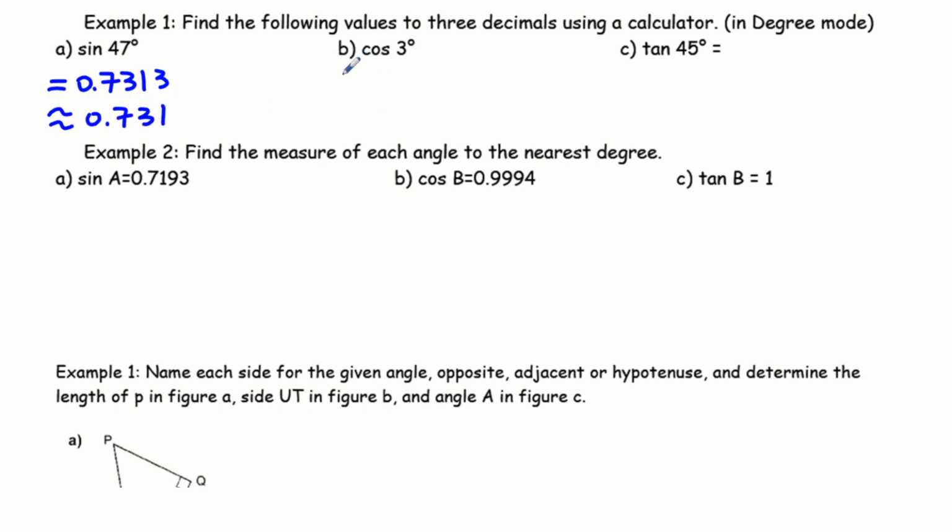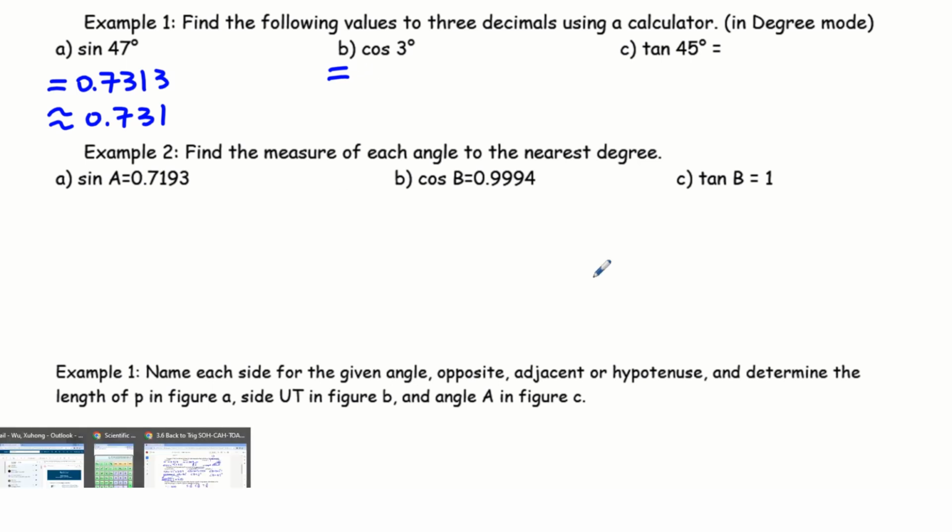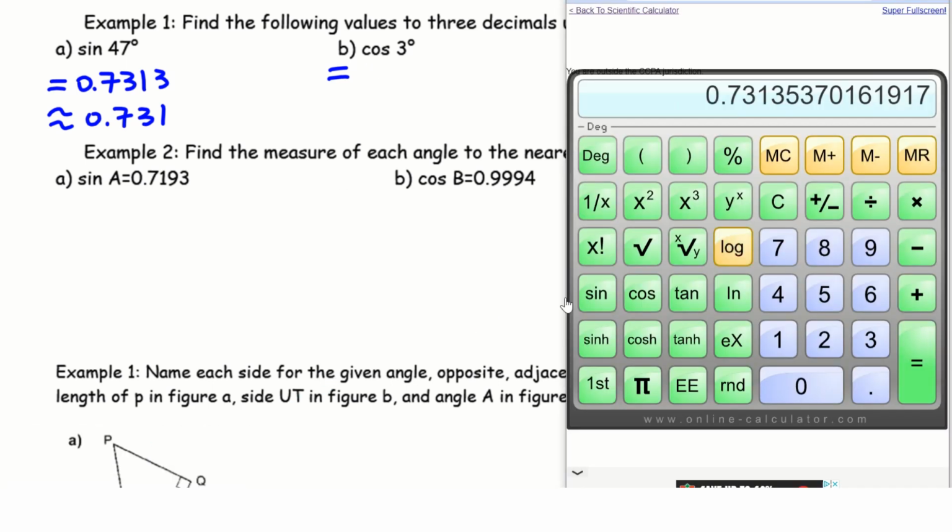Then the next one, 3 cosine. So type in, and if your calculator is not a backward calculator, you just type in cosine 3. This is 3 cosine, 0.998. The left 3 digits, we keep it, and the right to the last digit is 6. Then we round it up.